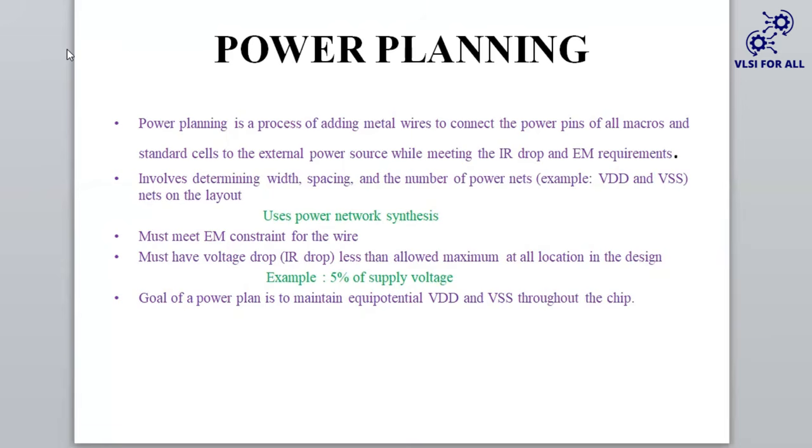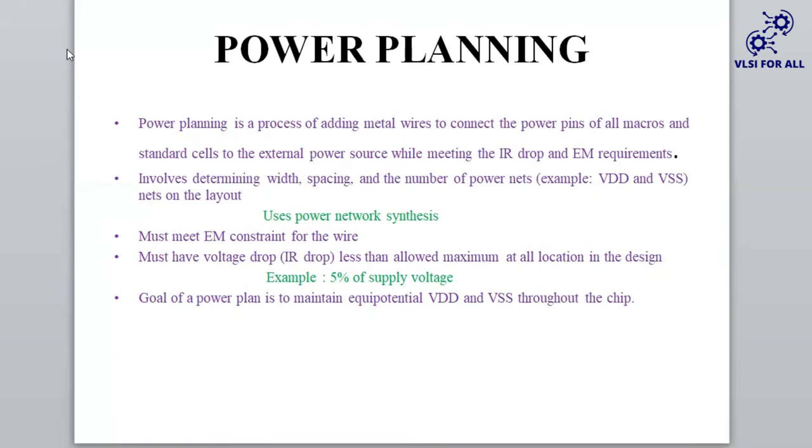Before going to IR drop and EM requirements, let me explain how a power plan works, what is there in power planning, and how the power distribution is done. Then we'll go to what is meant by IR drop and what is meant by electromigration.